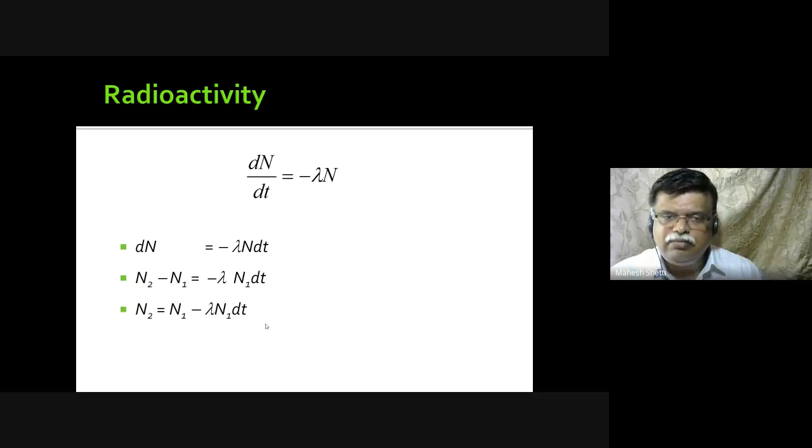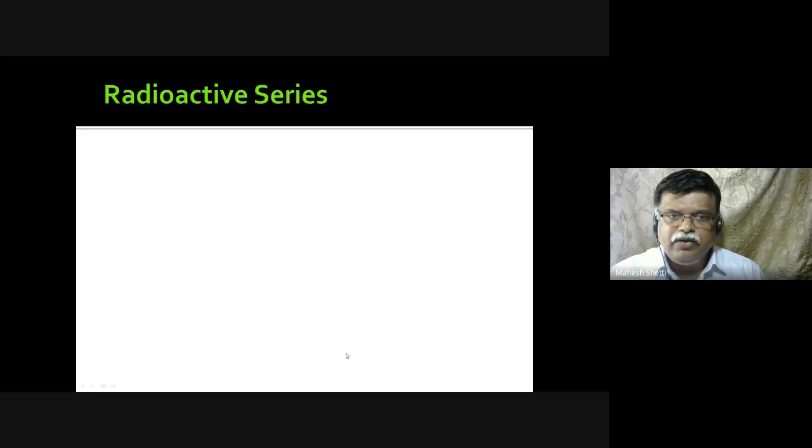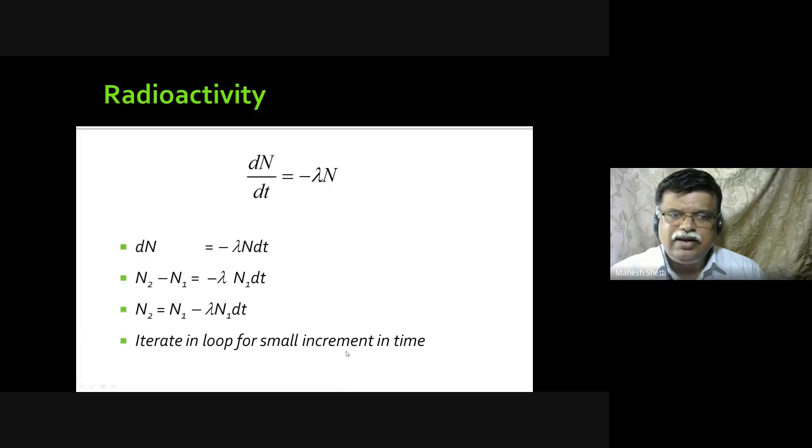What is the initial number of nuclides present? That will decide how N varies as a function of time. So we can then iterate this loop for small increments in time. Let us do that, and then we can come to the next problems in that.